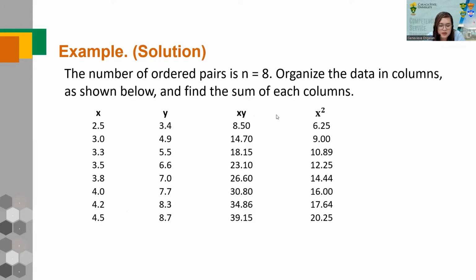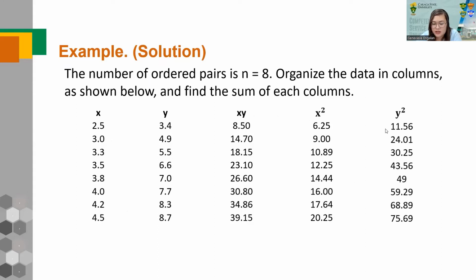Okay, so next is kinahanglan nato ang x squared. So you have 2.5 squared, that is 6.25. 3.0 squared, that is 9. 3.3 squared, that is 10.89, and so on. Later on sa correlation analysis, kinahanglan nato ang y squared, so atong isolve.